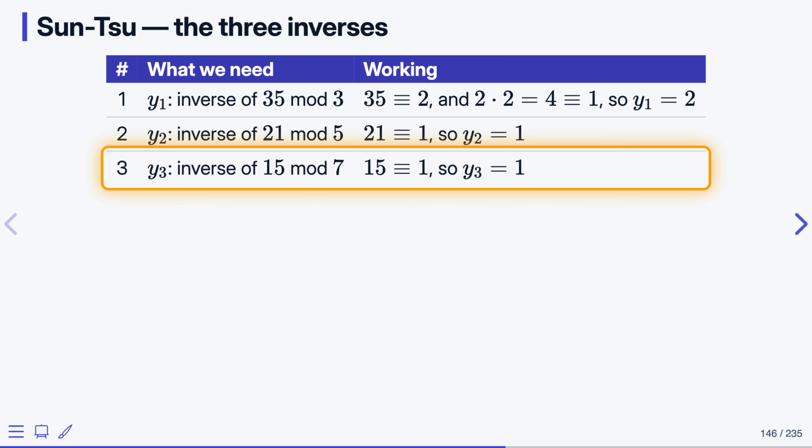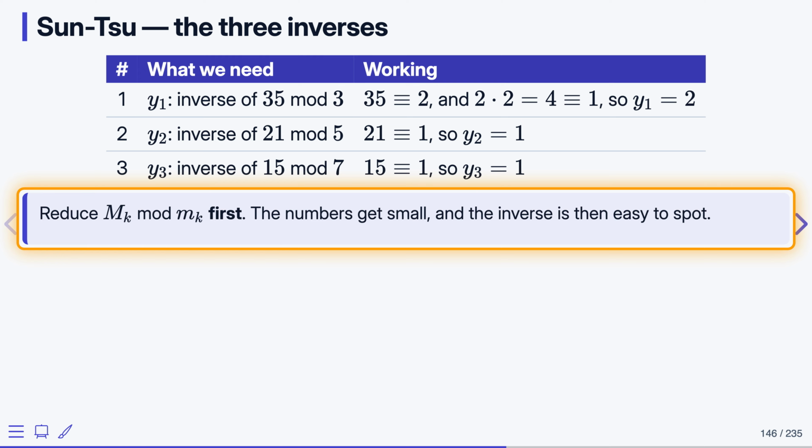3. We want the inverse of 15 mod 7. 15 mod 7 is 1, so y3 is 1 as well. Notice how reducing first made all 3 easy. Never work with the big number when a small one will do.